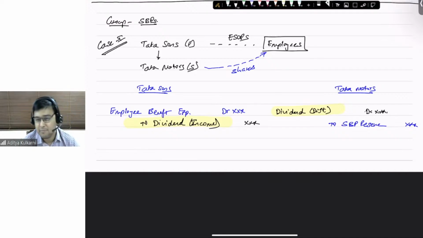Is it understood? Yes. Case 1 samjha apne ko? Any doubts? All clear. Kaushiki has confirmed it's clear. Manini, did you understand? Sumit is okay.